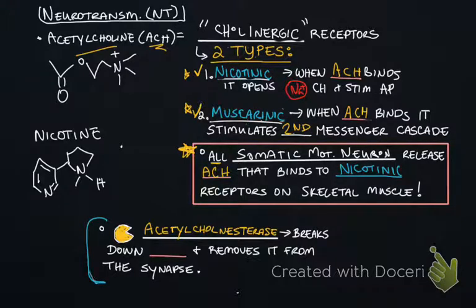And here again we see that enzyme, acetylcholinesterase. Remember, if it ends in ACE, it is an enzyme. And this enzyme breaks down acetylcholine and helps to remove it from the synapse. Make sure that you know that. You can be sure that I'm going to ask you about that.